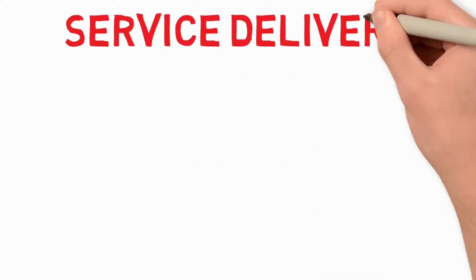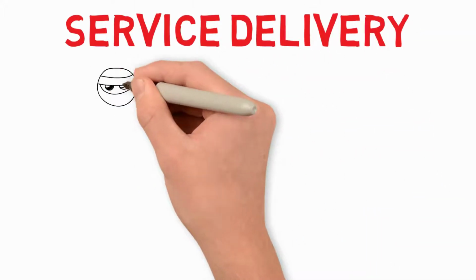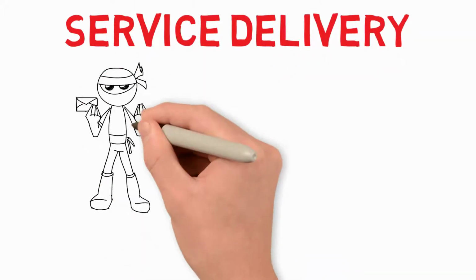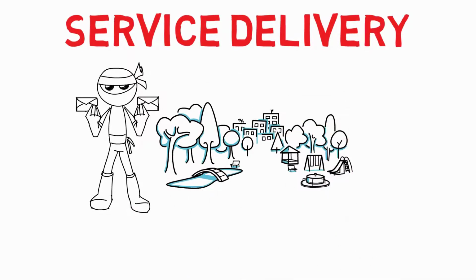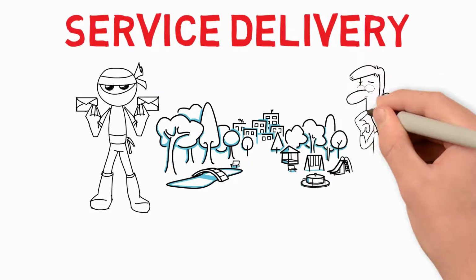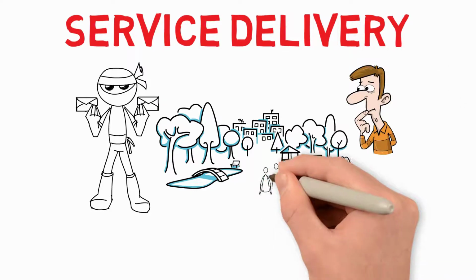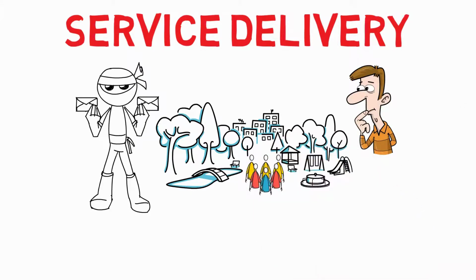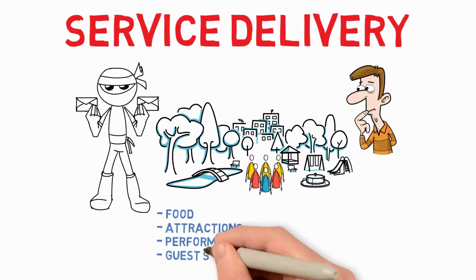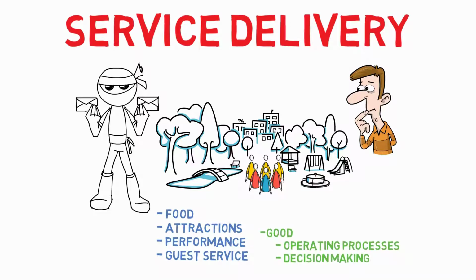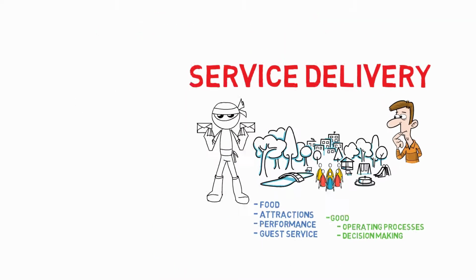Service delivery. Just as the name suggests, it is the delivery of services to customers. The best example in this category would be a theme park. Have you ever gone to a theme park and wondered how this all works? There is a whole team behind it. A theme park that delivers services like food, attractions, performance, and guest services needs good operating processes and decision making. Here you can consider the operation of information technology services as well, like a software platform.